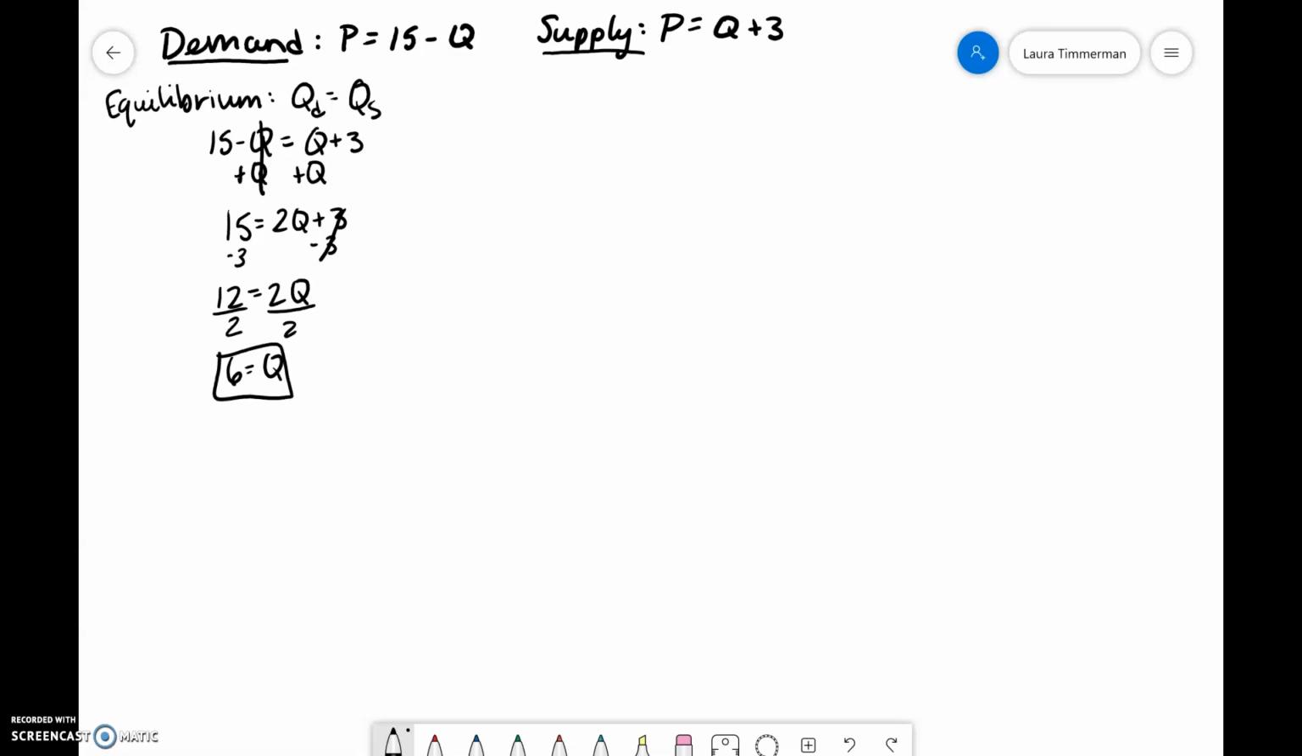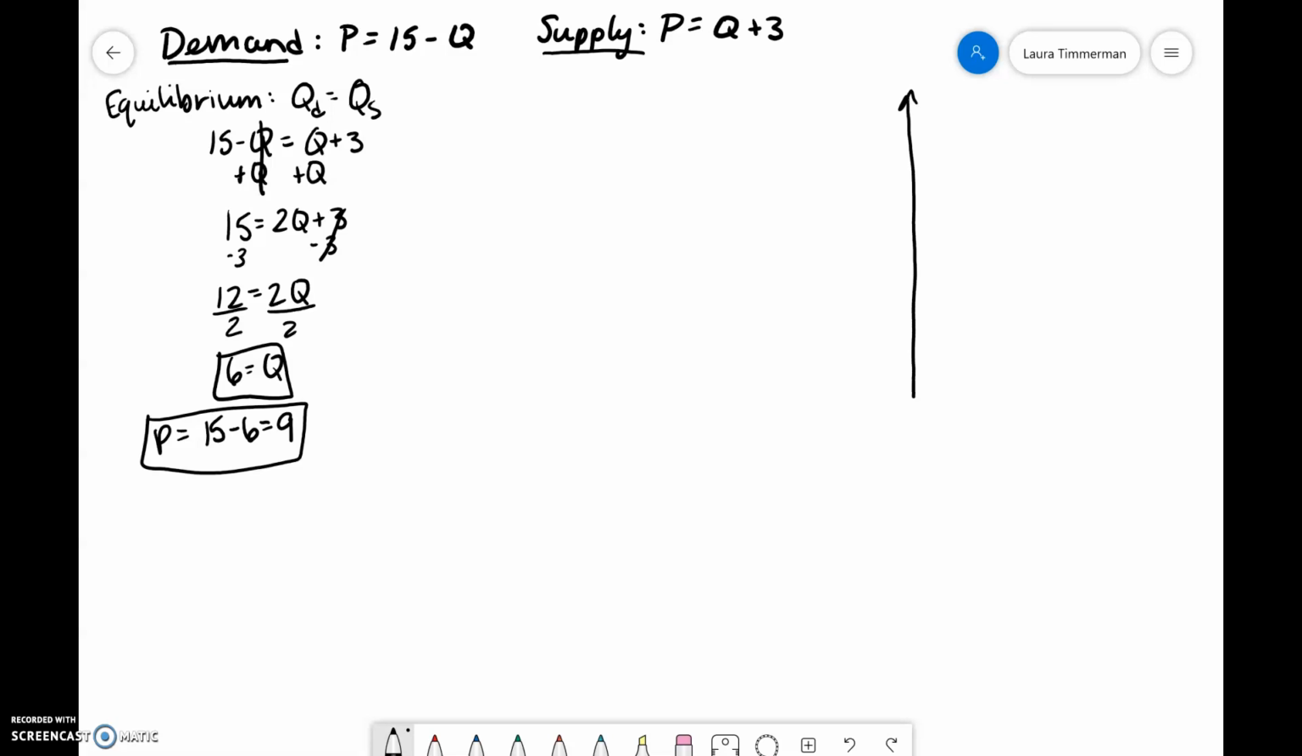And now to get the price, we just plug that back into either of our equations. I'll just do demand. 15 minus 6 gives us 9 for price. If we also had done 6 plus 3, that would still give us 9 with our other equation.